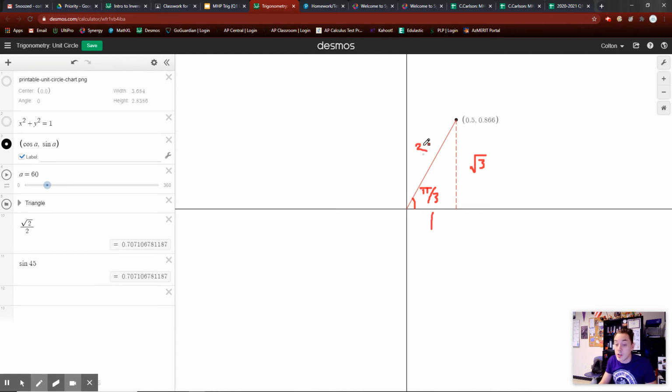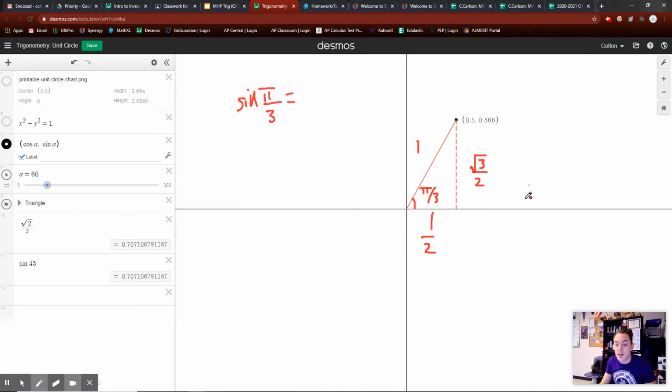I don't want 2 right here. I want 1 because that's my radius for a unit circle. So I divide by 2, which means I divide by 2 here. I divide by 2 here, and that gives me 1. Right? So that means what I have is 1 right here, radical 3 all over 2 right here, and then 1/2. What is sine of pi all over 3?